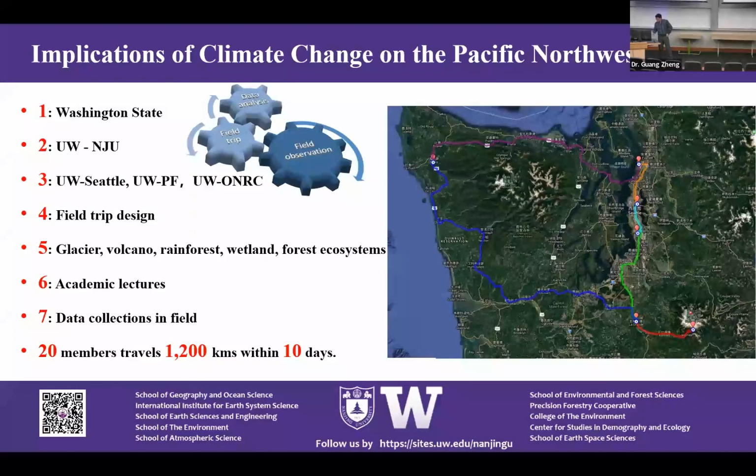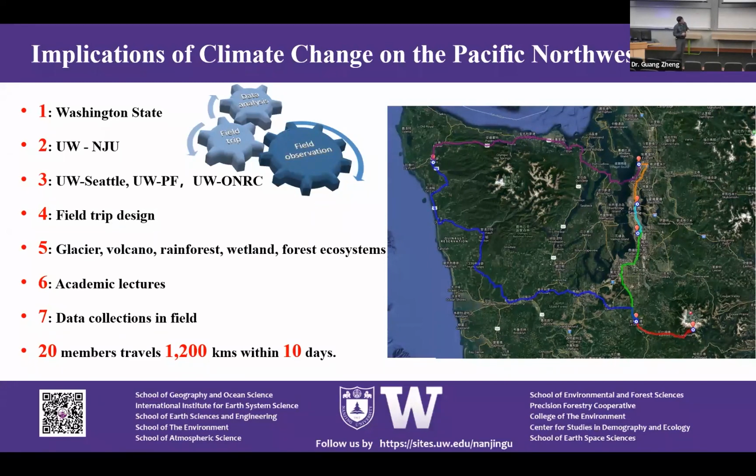This workshop happened in Washington state, co-organized by UW and Nanjing University. We will have three research stations. One is on the UW Seattle campus. The second one is UW's Pack Forest, near Mount Rainier, a field research station owned by UW. The third one is UW's Olympic Natural Resources Center, located in the city of Forks on the Olympic Peninsula. Those are the three research stations we're going to use during the whole trip.